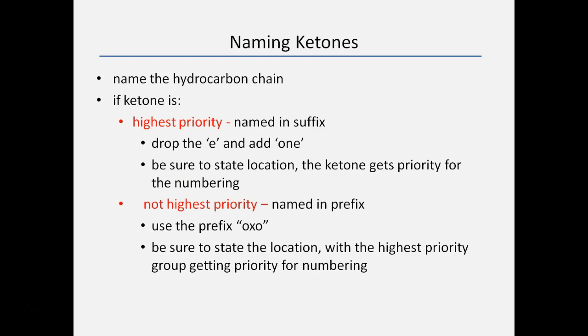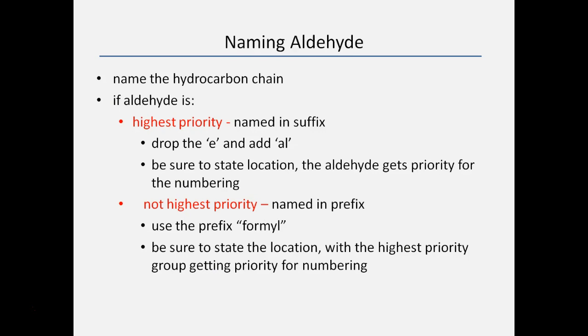So if a ketone is my highest priority, then it gets the suffix -one, and we have to state the location of it. If it's not the highest priority, then it gets the prefix oxo. My aldehyde, if it's the highest priority, gets the suffix -al, and if it's not the highest priority, then it gets the prefix formyl. And I have to state the location of where it's located, obviously.